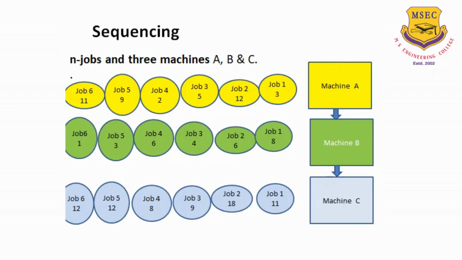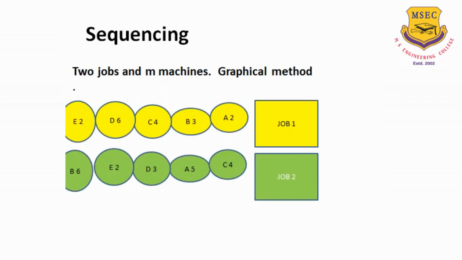We also have the n jobs and 3 machines problem, in which the sequence of operations is also defined, in the order of A, B, C, and the times for the different jobs are also indicated in the slide. We also have a 2 job and m machine problem, which is going to be solved by the graphical method.